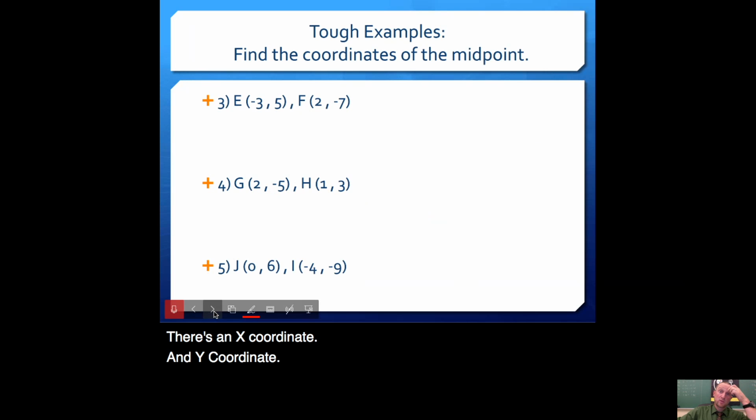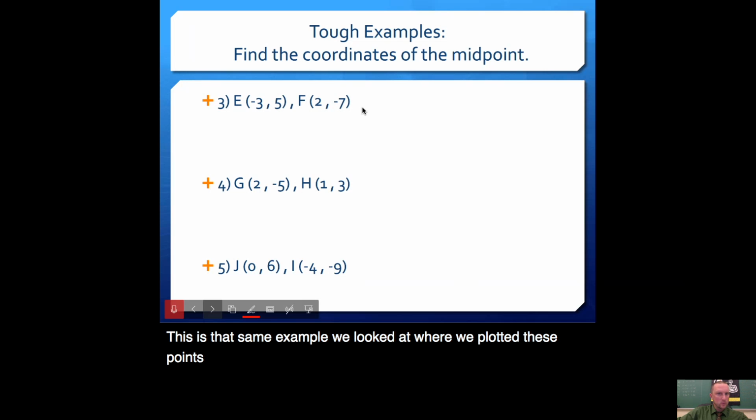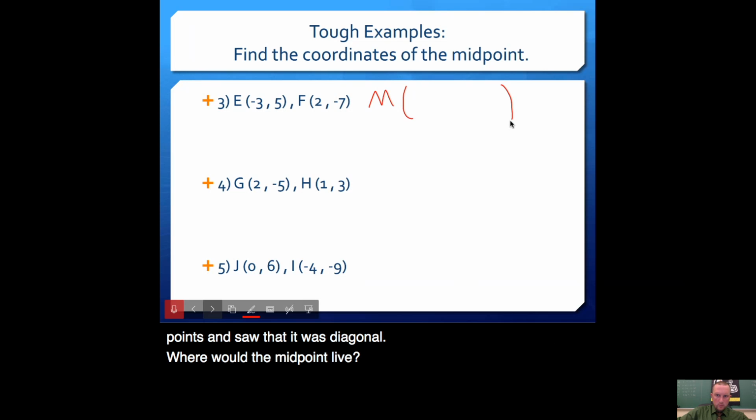Let's try some examples. This is that same example we looked at where we plotted these points and saw that it was diagonal. Where would the midpoint live? Well, our formula says to take our x's, add them, and divide by 2. Same thing with the y values. So I can kind of just piece together the formula like that.